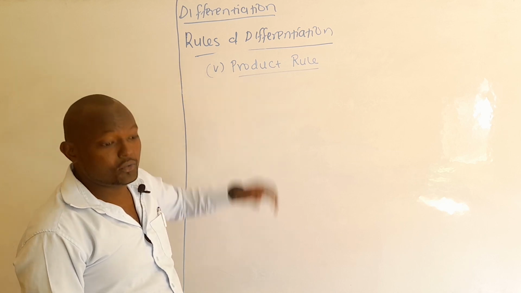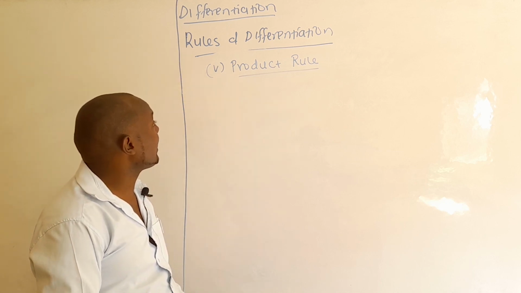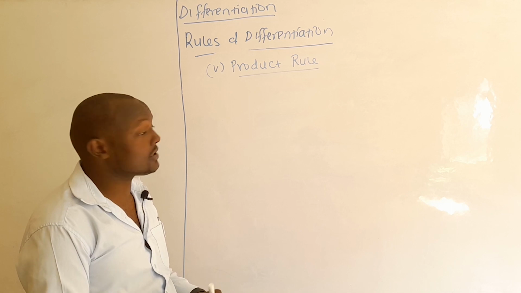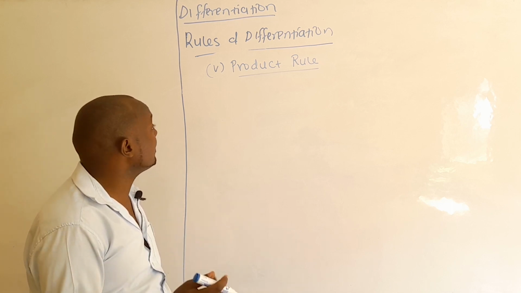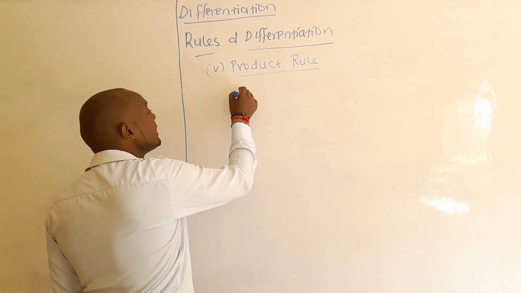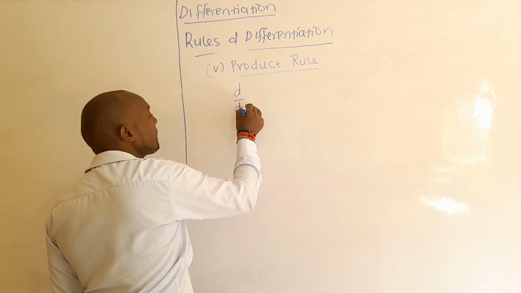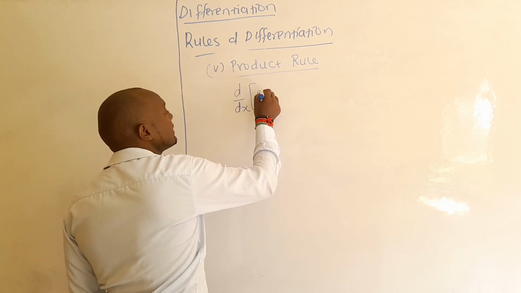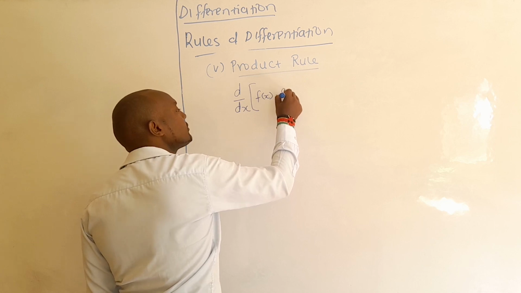As you can see now, we are looking at the product rule. And in the product rule, it's just the same as what we had in the sum and difference rule. So in this case, we are differentiating a product of two differentiable functions.